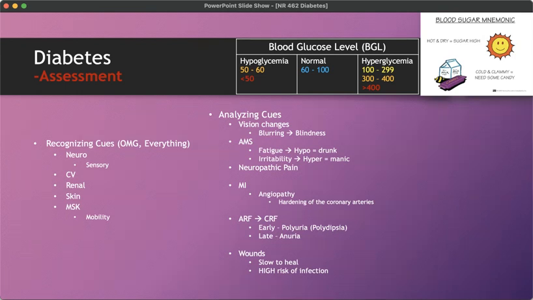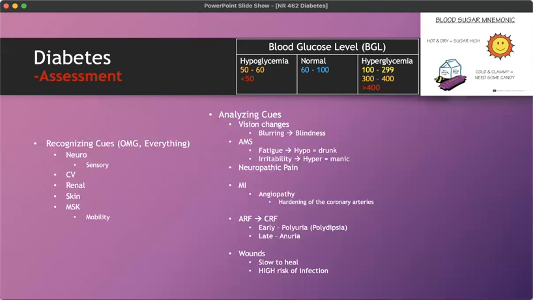And then our final thing that we need to focus in on for neuro is our neuropathic pain. There is a strong correlation with nerve damage with uncontrolled diabetes. So we want to assess the nerve damage in the distal extremities and neuropathic pain as part of our diabetes assessment.